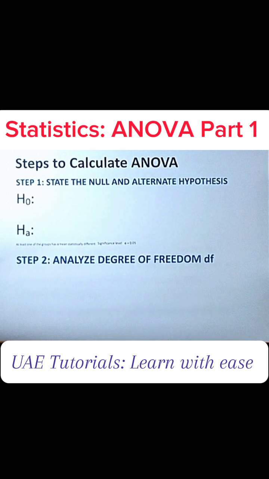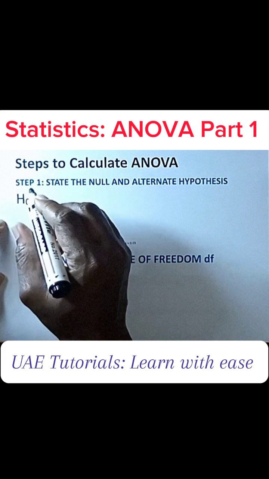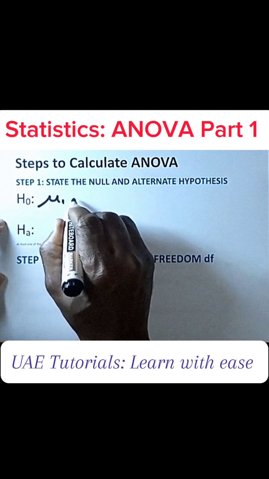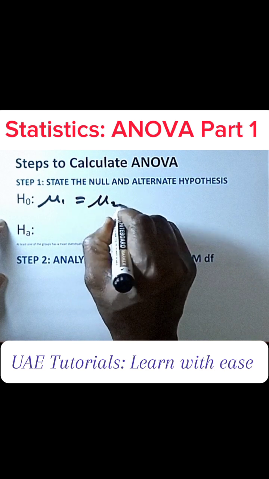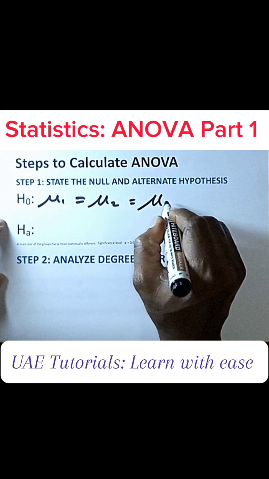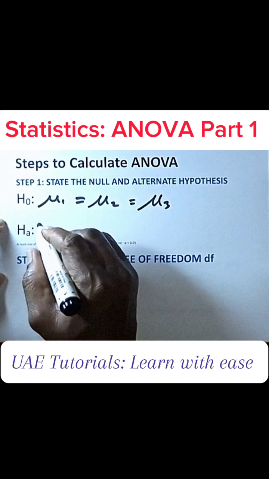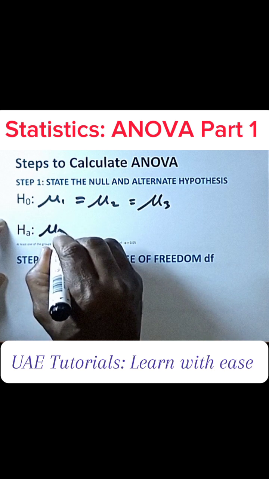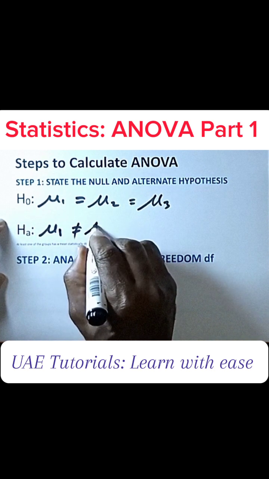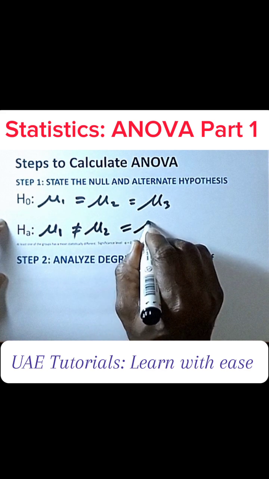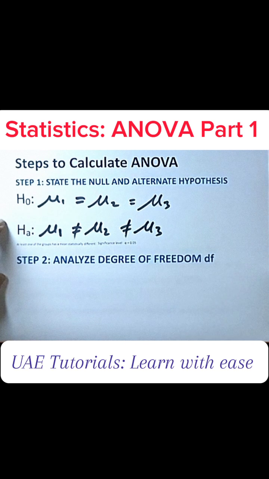So the first thing you do when you are given a problem like that is to state the null and the alternate hypothesis. And here is how we state both hypotheses. So the null hypothesis says mu1 equals mu2 equals mu3, while the alternate hypothesis says mu1 is not equal to mu2 and that's not equal to mu3.